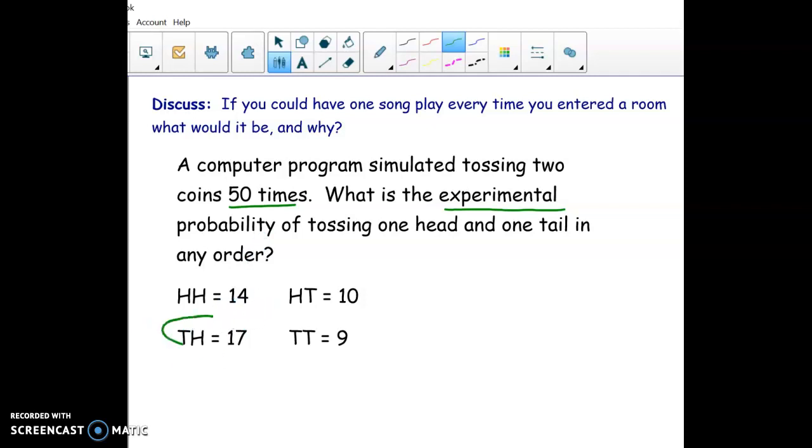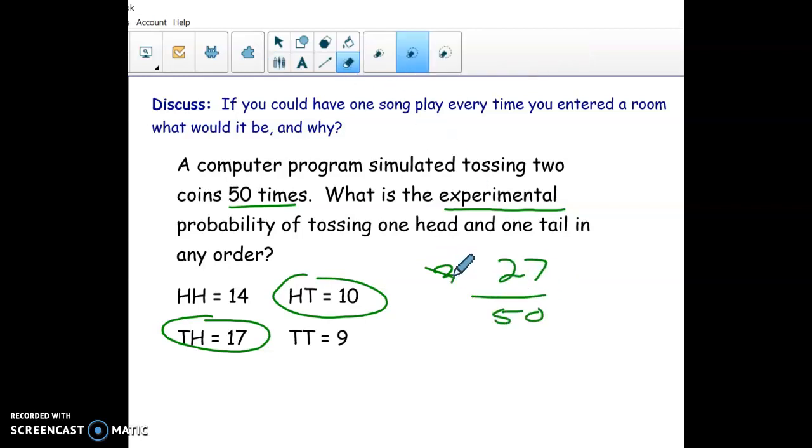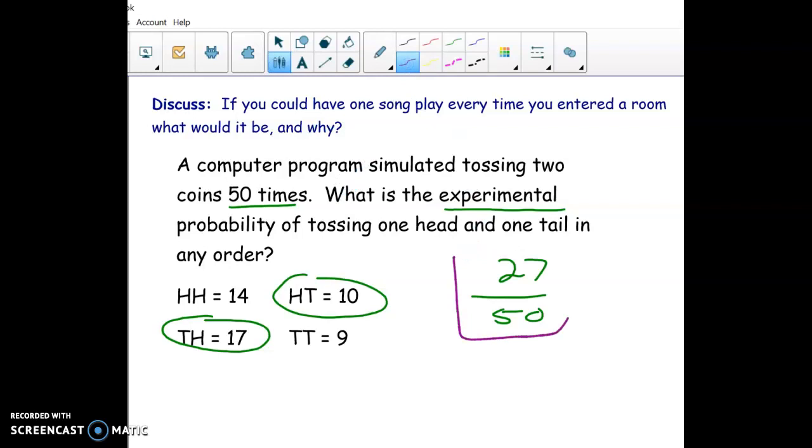Right, so here's your one head and one tail cases. So that's 27 total out of 50. Right, and that's actually pretty close to the theoretical. I think theoretical probability here is a 50% chance. And so we ended up with pretty close to 50%, a little bit over 50%. In other words, we got lucky.